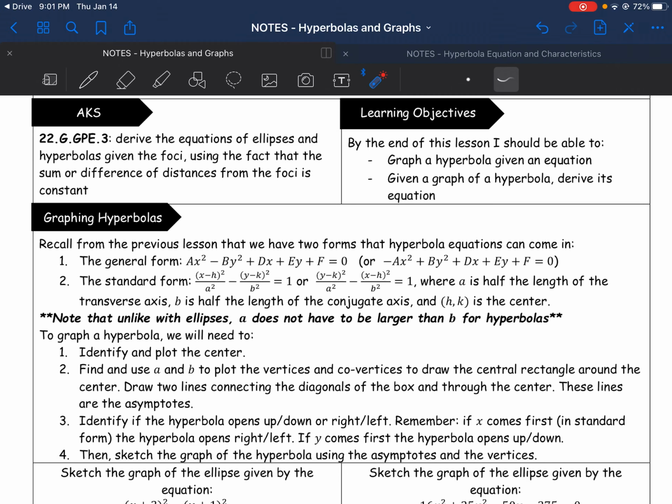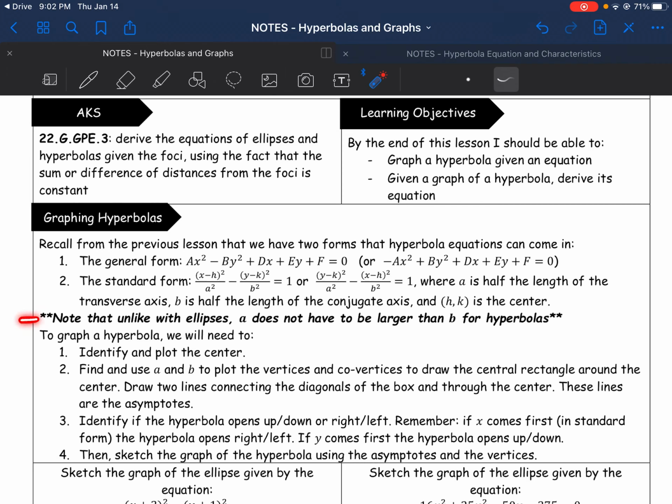For the standard form equations, we saw that they help us determine what kind of hyperbola we're dealing with, whether a hyperbola that opens up or down, which is if the leading variable is y, or a hyperbola that opens left or right if the leading variable is x. We also saw that A is half the length of the transverse axis, and the transverse axis connects the vertices. B is half the length of the conjugate axis, where the conjugate axis connects the covertices, and H comma K is the center.